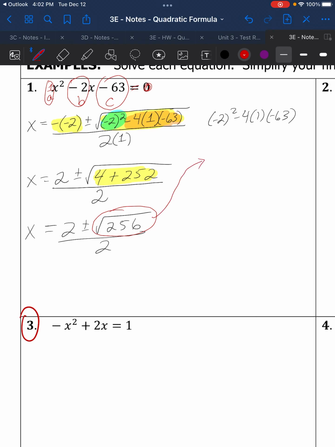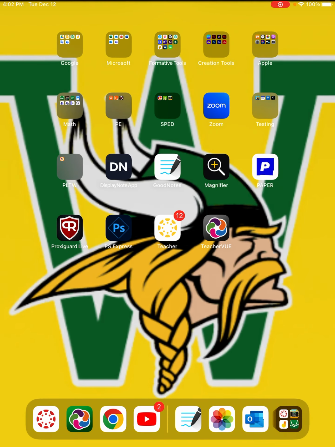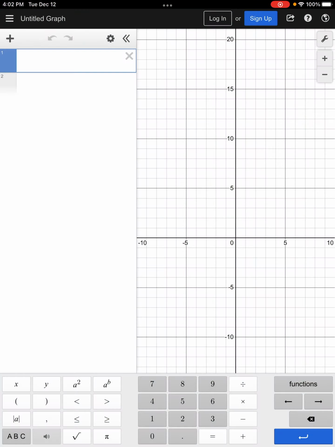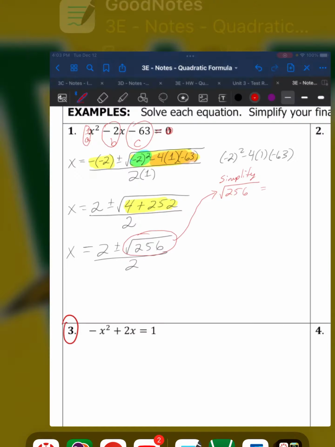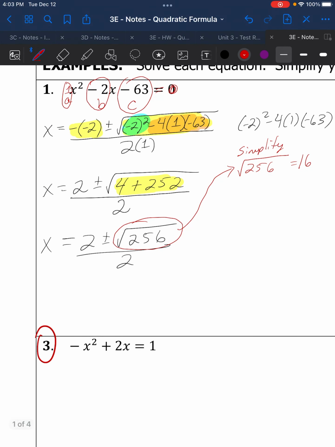That can be different numbers. It could be a negative, then we're talking about imaginaries, or it could be a non-perfect square. So we need to simplify that square root. Now this happens to be a perfect square. So let me look at Desmos. Oh my goodness. So the square root of 256 is 16. So this is going to equal 16. So I'm going to replace what I circled, the square root, with 16.